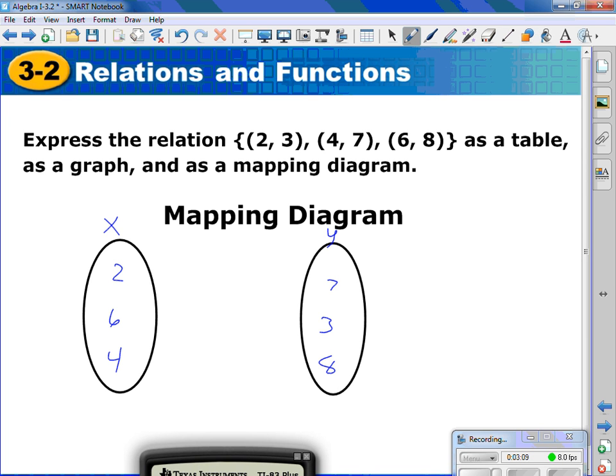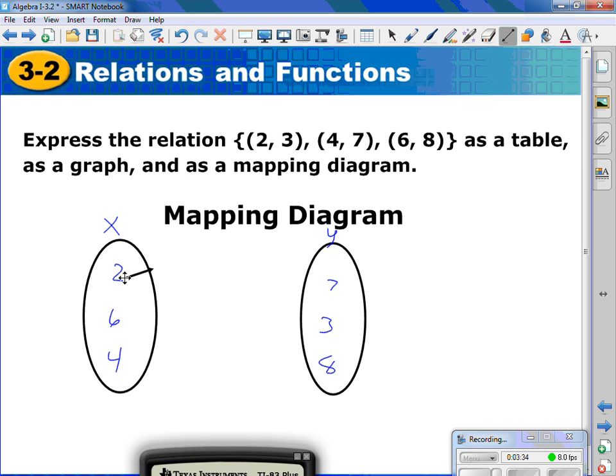It doesn't matter what order. Usually, though, we put them in numerical order. Yeah, I almost said alphabetical. I try to correct myself. So mapping, we're going to put them in order. It doesn't matter, though. So we'll leave it as is so you don't have to erase.